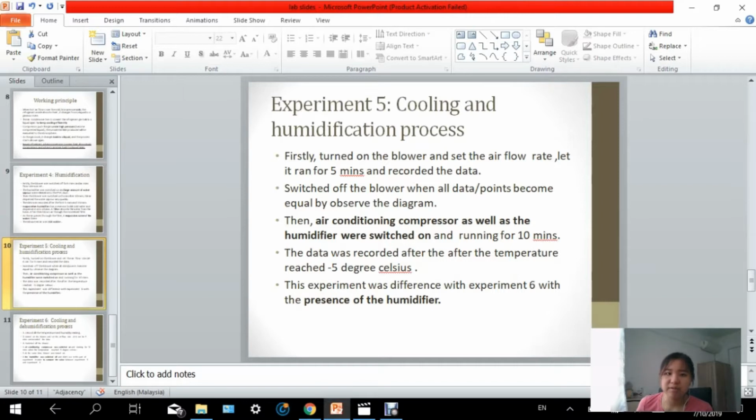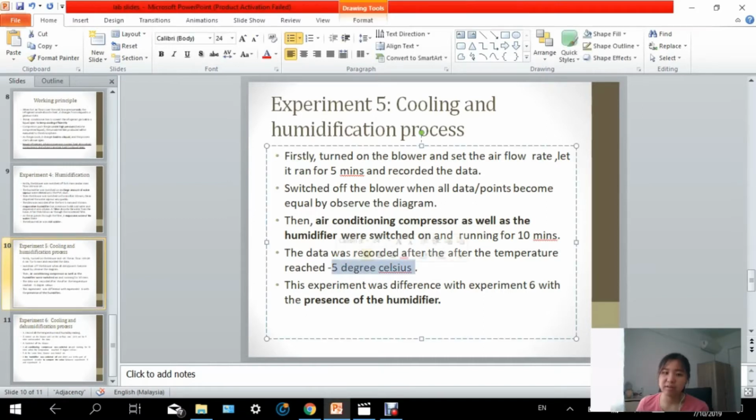So experiment 5 is a comparison experiment. We turn on the blower for 5 minutes and we record data, then we switch off. When everything becomes equal, we turn on the air conditioning compressor and the humidifier together for 10 minutes. And we record the time when it is -5 degrees Celsius, just like before.